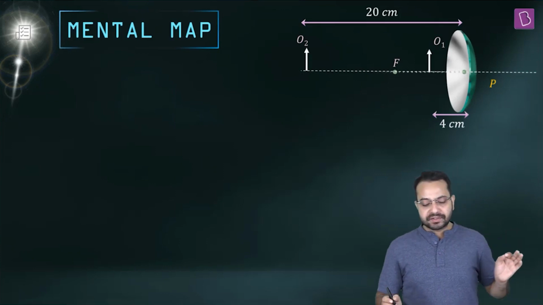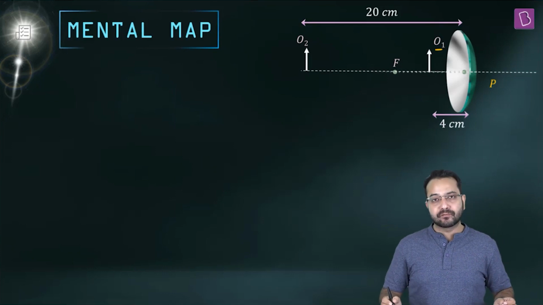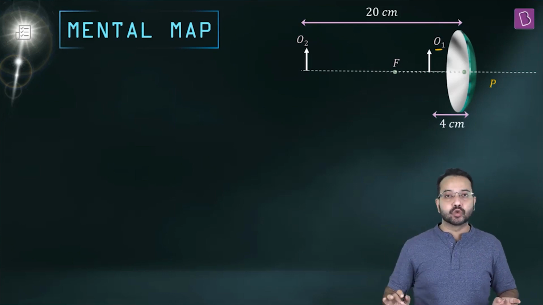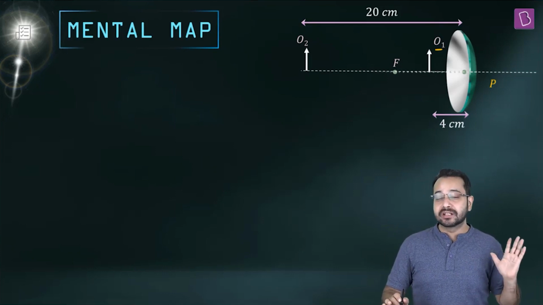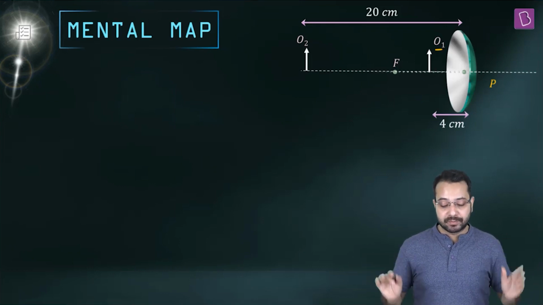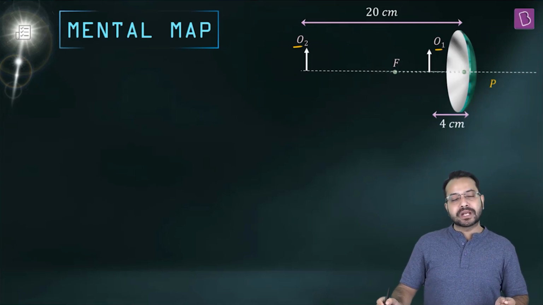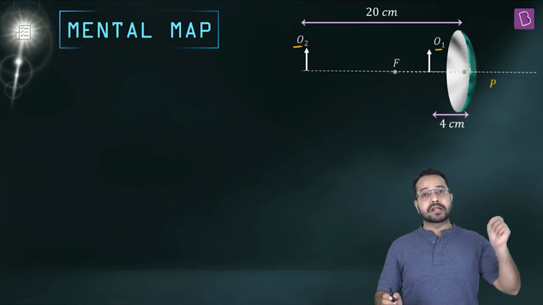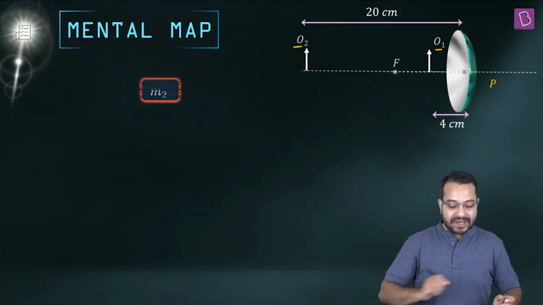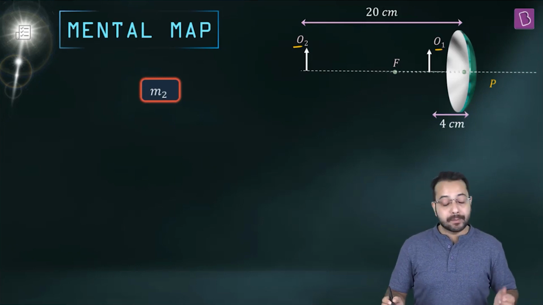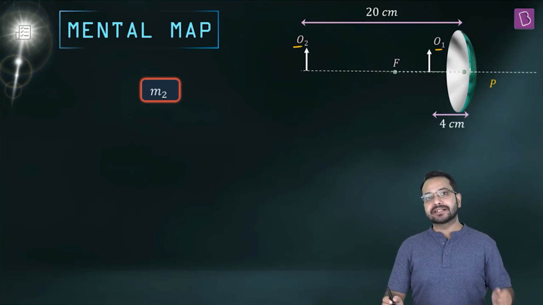Now, what is the problem? When the object is placed here at 4 centimeter, the magnification is 2. We don't know plus 2 or minus 2. It is just twice the height. So we can't be sure there. Now the object is placed at this position, which is 20 centimeter from the mirror. So we want to find out what is the magnification. So essentially we want to find out M2, which is the magnification in the second scenario.